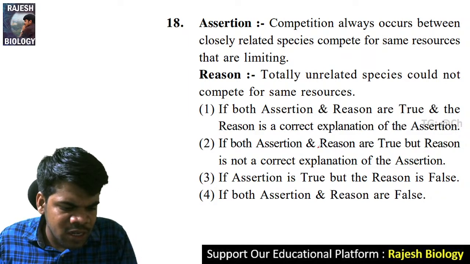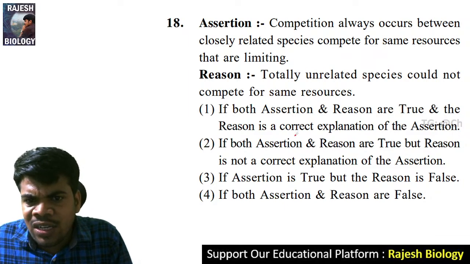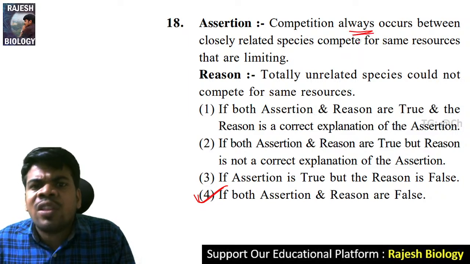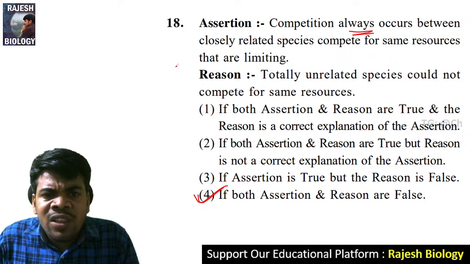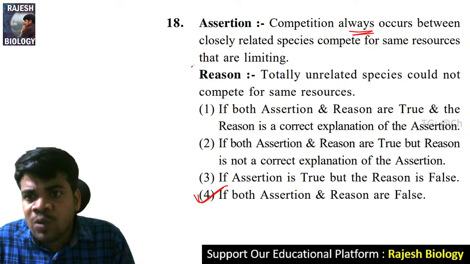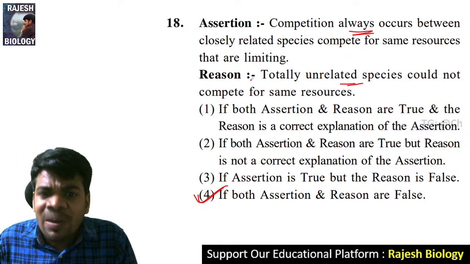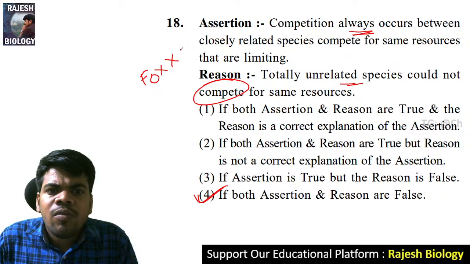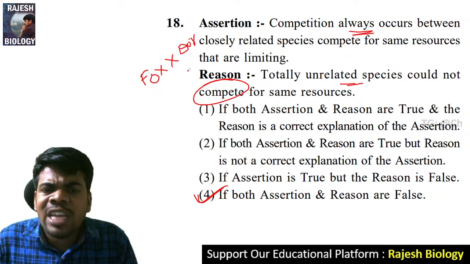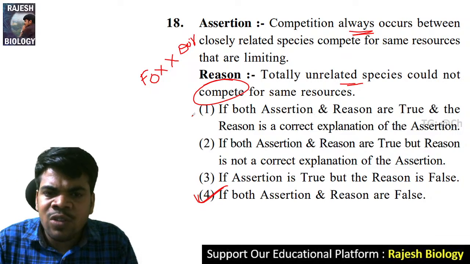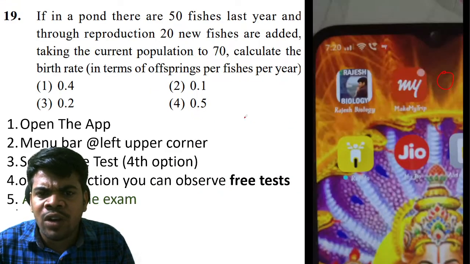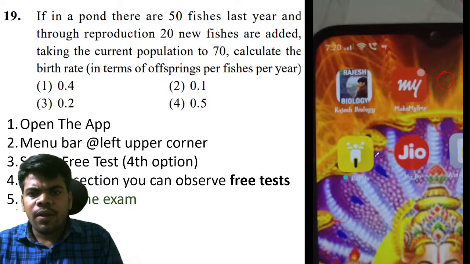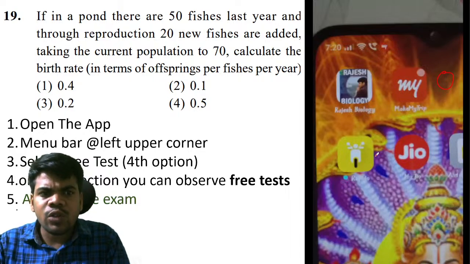Yeah, everybody says option one, that both are correct and that is the correct explanation. But the thing is, both are wrong. Competition does not occur only between closely related species. It occurs between two unrelated species also for limited resources. Unrelated species also will compete. There is a competition between a fox and a dog. Fox and dog also fight for the same type of resources. Within one forest also there is a lion and a tiger which fight with one another for the same type of food resources. Okay. All right. Next question.